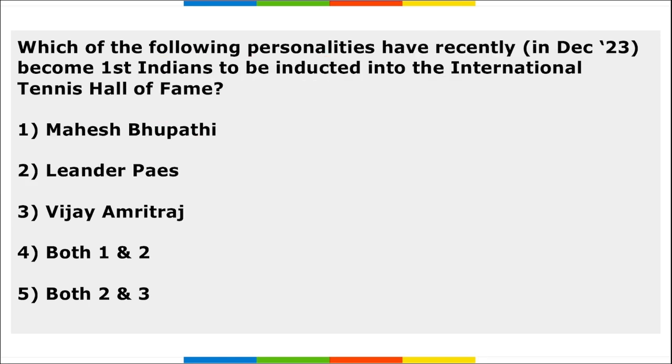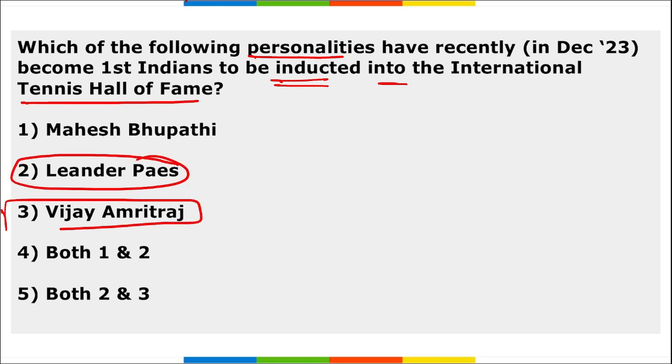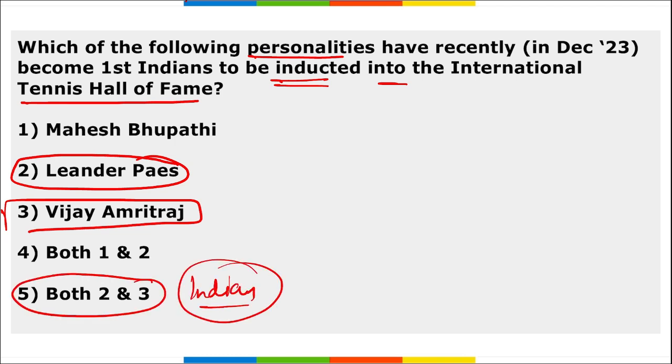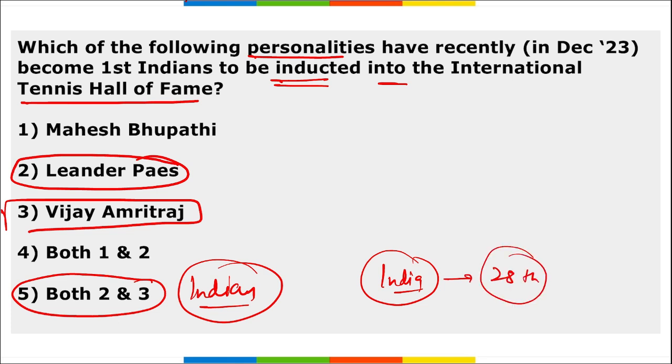Next, which of the following personalities have recently become the first Indians to be inducted into the International Tennis Hall of Fame? So two Indians, who are they? Leander Paes and Vijay Amritraj. They are the two Indians. They were inducted into the International Tennis Hall of Fame. Correct? First two Indians to receive the honor and the first Asian men to be selected in their respective categories. And with this, remember, India became the 28th nation represented in the Hall of Fame. Leander Paes and Vijay Amritraj.